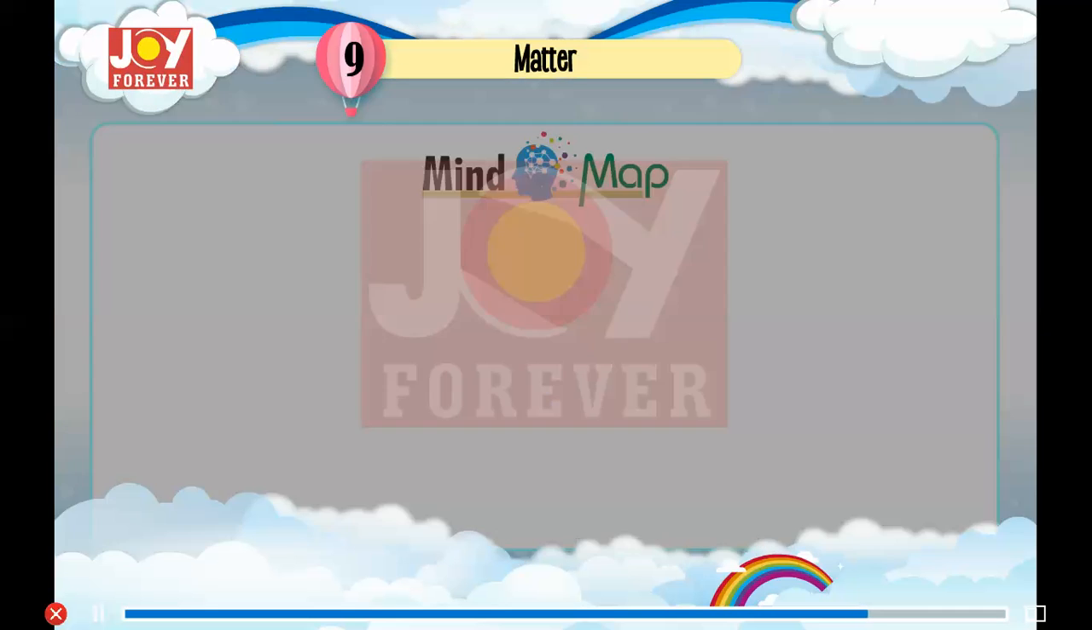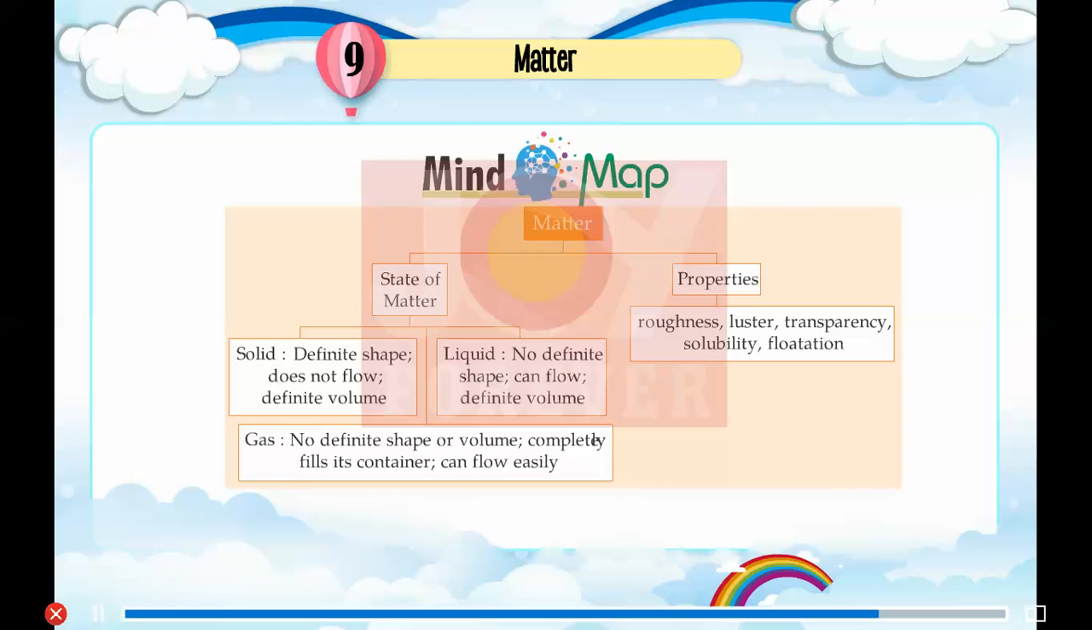Mind map. Matter. State of matter. Solid: definite shape, does not flow, definite volume. Liquid: no definite shape, can flow, definite volume. Gas: no definite shape or volume, completely fills its container, can flow easily. Properties: roughness, luster, transparency, solubility, flotation.